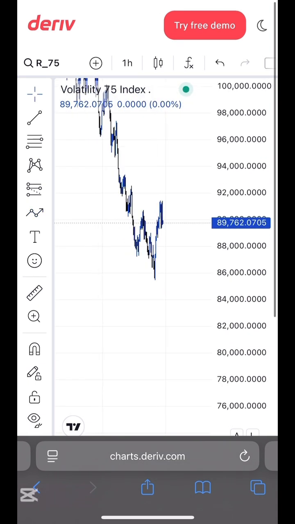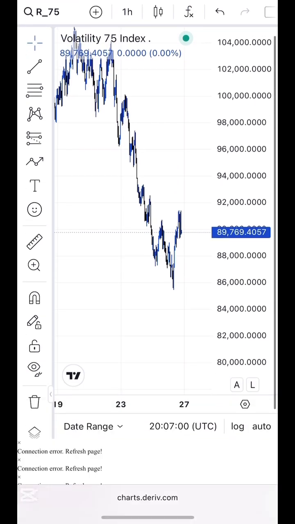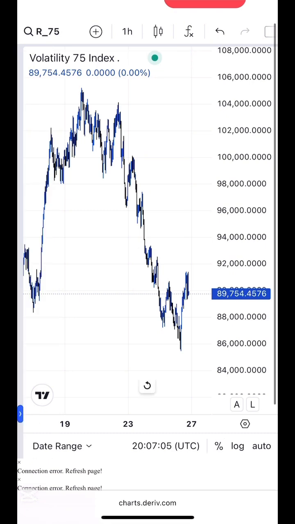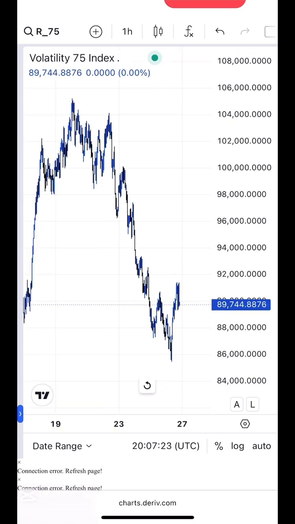So now, after marking out your trend, I'll use the 1 hour time frame. Basically I start from the 4 hour time frame, but let me just use the 1 hour for better understanding. Using the higher time frame, we just want to do a very quick top down analysis for volatility 75 now, and this same strategy has helped me a lot.